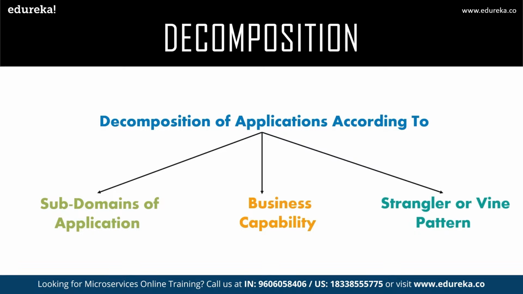Now, obviously, these patterns might sound very feasible to you. But yes, these patterns are not feasible for a big monolithic application. This is because identifying subdomains or business capabilities is not an easy task for big applications, right? So the only way to decompose big monolithic applications is by following the vine pattern or the strangler pattern. The vine pattern or the strangler pattern is based on the analogy of a vine, which strangles the tree that it is wrapped around, right?